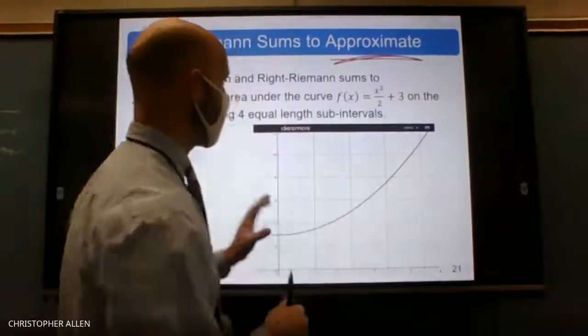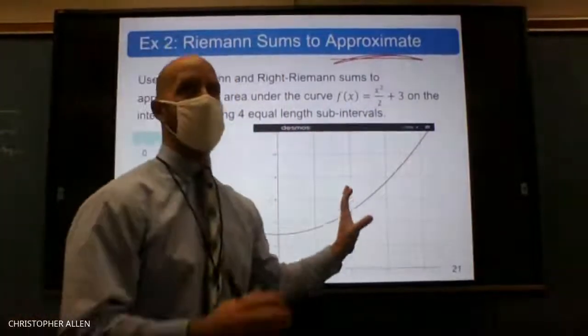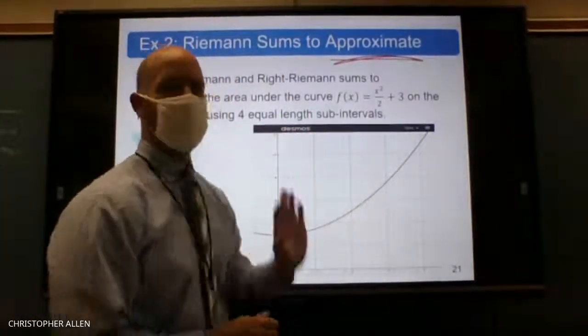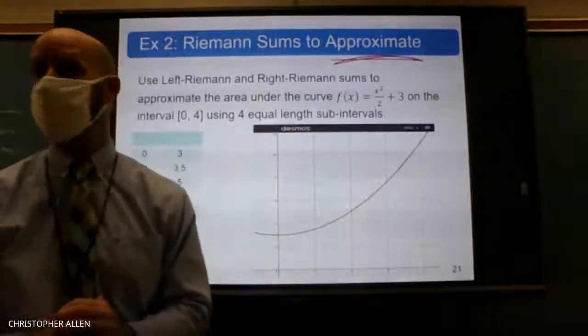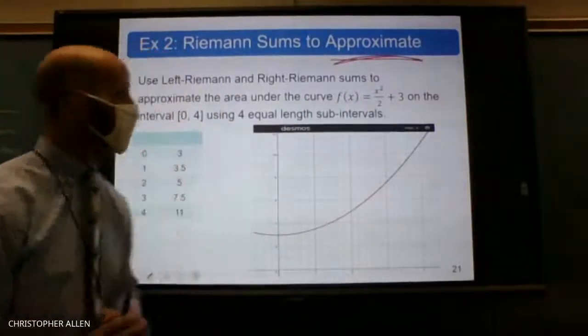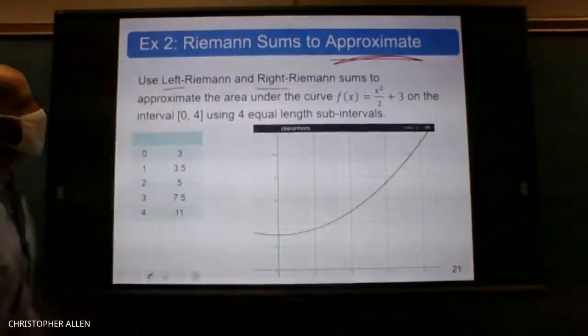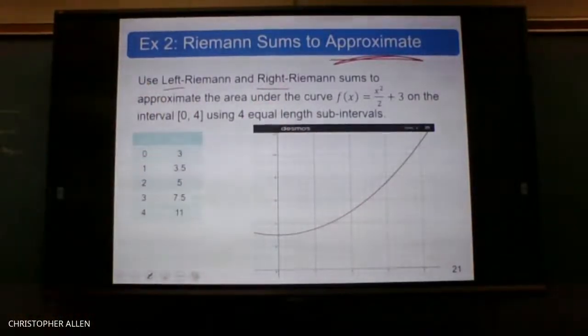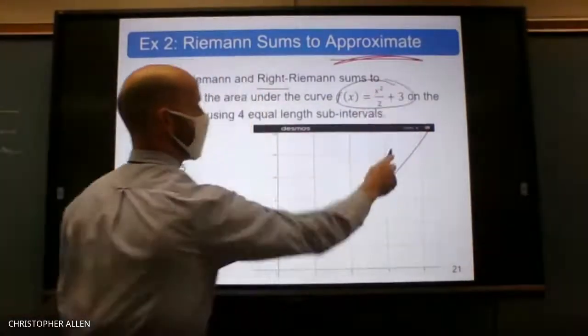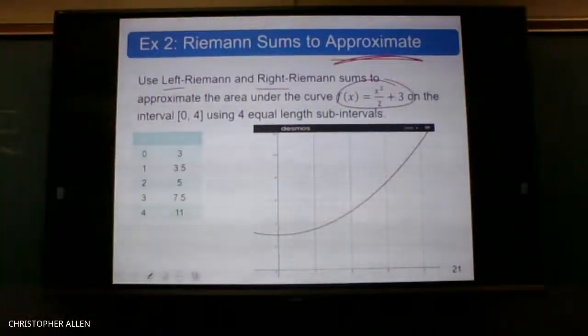And you might say, Mr., why are we spending more time if we've already done the harder stuff? Because they actually will ask you questions like this on the AP exam. In fact, I will ask you questions like this. It says use left and right Riemann sums to approximate the area under this curve. Here's the curve. I just used Desmos to draw it.